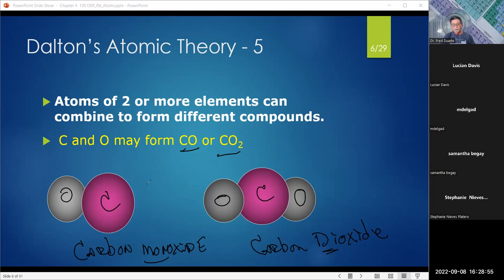So totally different compounds. Carbon monoxide, a deadly gas. Carbon dioxide, good for plants. It could be deadly for us too if it displaces all the oxygen. So deadly in that sense.